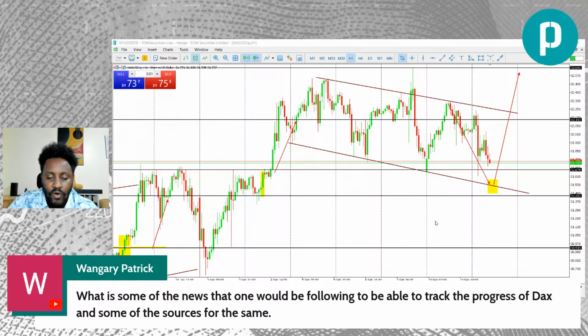So in terms of focusing on the news, kindly look at the top companies in the DAX 40 and the ones with the highest weight.